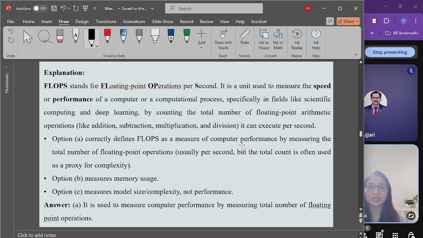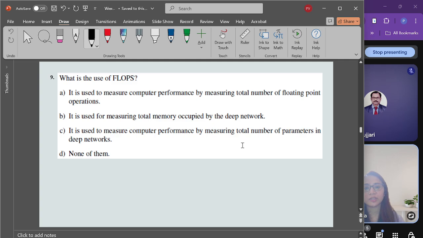So option A is correctly defined: FLOPs is a measure of computer performance by measuring the total number of floating point operations, usually per second, but the total count is often used as a proxy for complexity. Option B measures memory usage, that is not correct. It measures model size complexity, not performance. So option A is the correct answer: it is used to measure computer performance by measuring the total number of floating point operations, not the number of parameters.